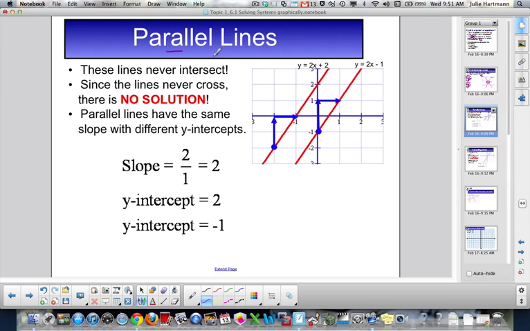If you have parallel lines, they never meet. The lines never cross. So in that case, there is no solution. The slope for each one, y equals 2x plus 2 and y equals 2x minus 1, is 2. You have different y-intercepts, so they never meet. Therefore there would be no solution.